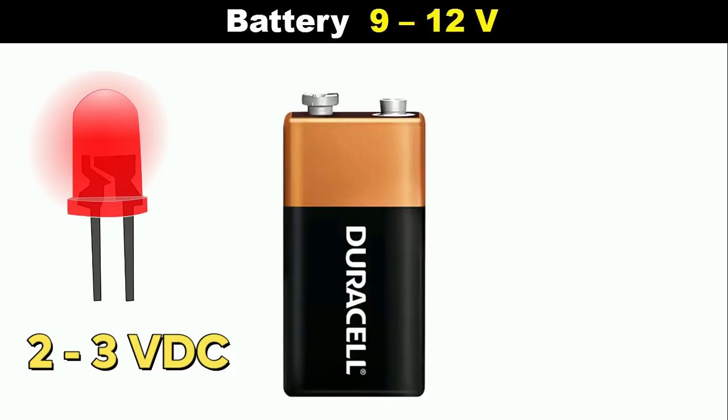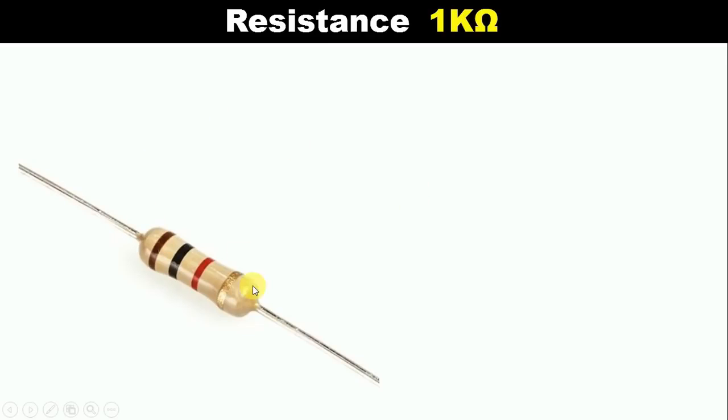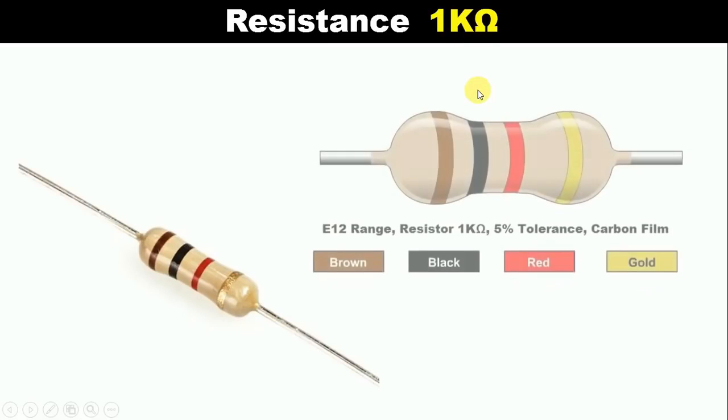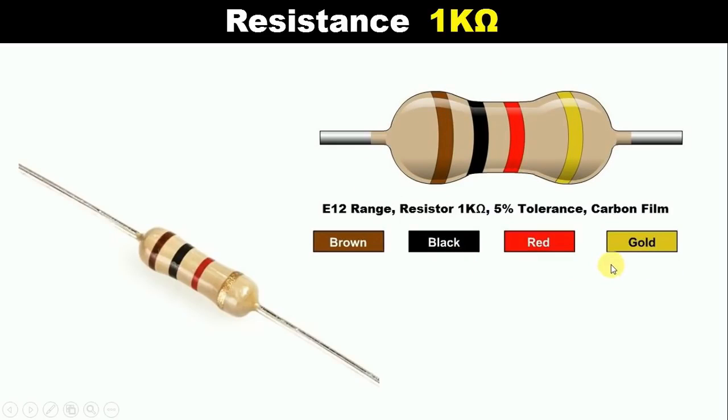This is why we need to use a resistor. The resistor which we will use here will be of 1 kilo ohm. The color coding of a 1 kilo ohm resistor is brown, black, red and gold. Gold is the tolerance, so bypass this, that is, you can use other tolerance also. We will use this resistor to reduce voltage. So to provide 2 volt or 3 volt to the LED, we will reduce voltage through the resistor.